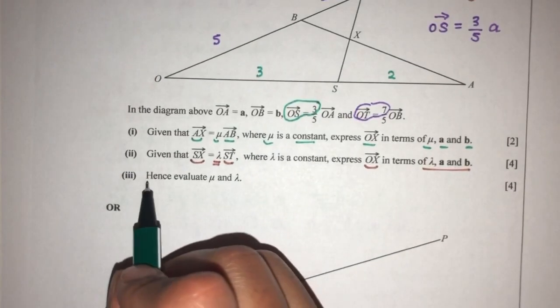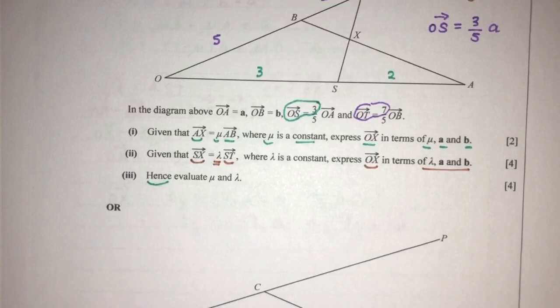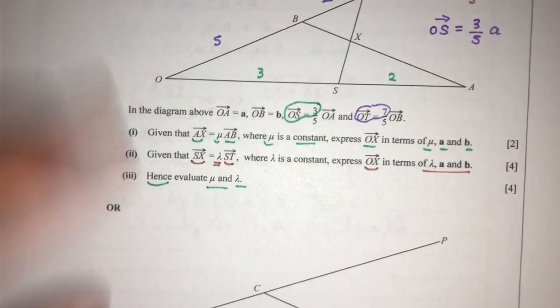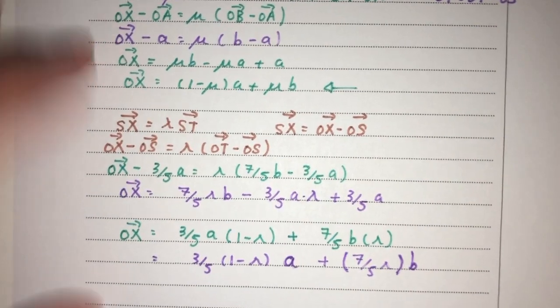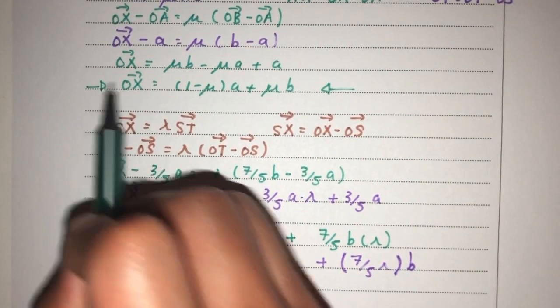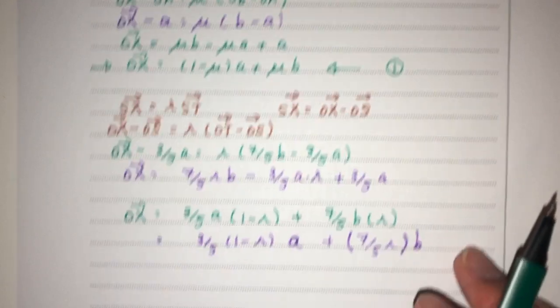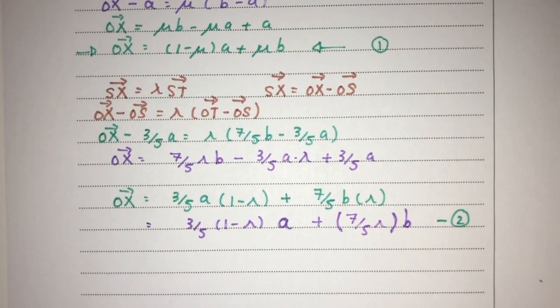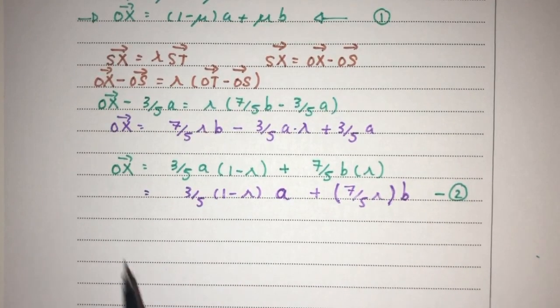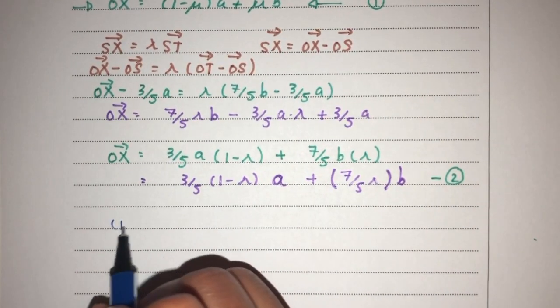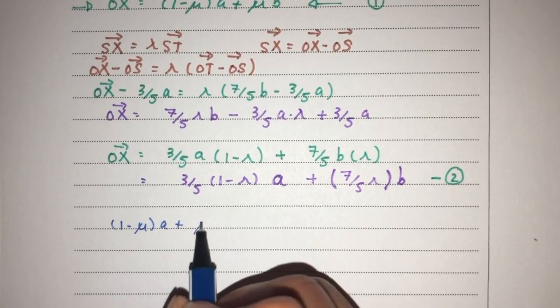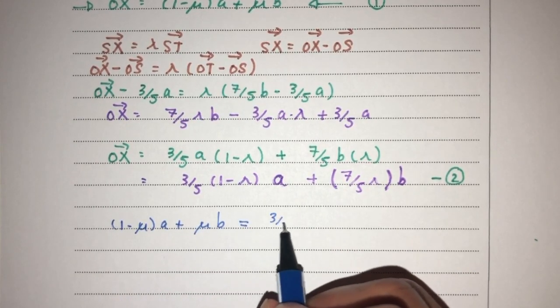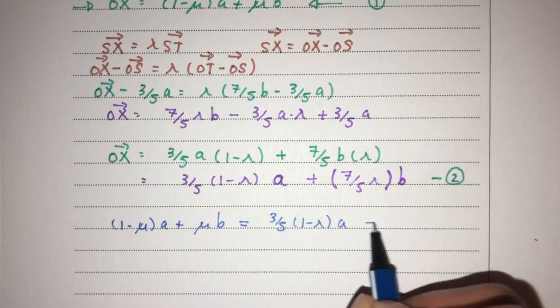Now you can see part 3, hence using those two answers find the value of these two. So we have to understand that because we found those two, we understood that OX is equal to this value. Now this is my equation number 1, but also OX is also equal to this one, equation number 2. So it means that obviously OX has to equal to OX because they are the same thing. So we can equate those two together. For example, you will end up with something like this. You will have equation number 1, which is 1 minus mu A plus mu B has to equal to equation number 2, which is going to be this.